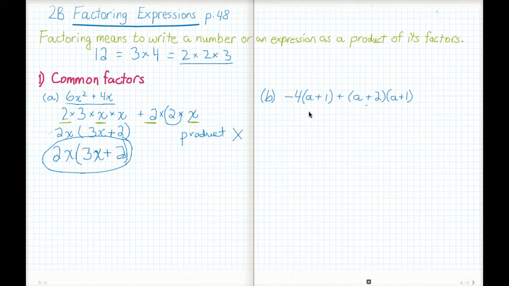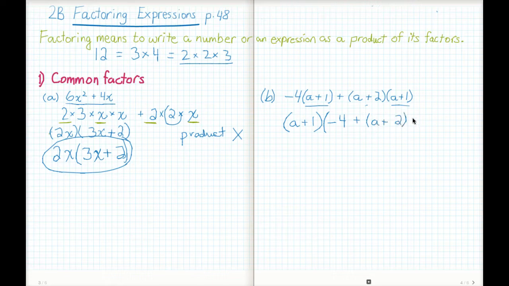Common factors don't have to just be a single letter or a single algebra variable. They can also be things like this a plus 1 and a plus 1 here. That's a common factor. It's part of both terms. So we're going to take out a plus 1 and divide both terms by a plus 1. This one I have to put in brackets. I could have put this in brackets as well, like this. But this one I have to put in brackets because otherwise this isn't treated like a group. If I divide this expression by a plus 1, then the a plus 1's cancel and I just have a negative 4 left over. And if I divide this expression by a plus 1, I'm left with a plus 2.